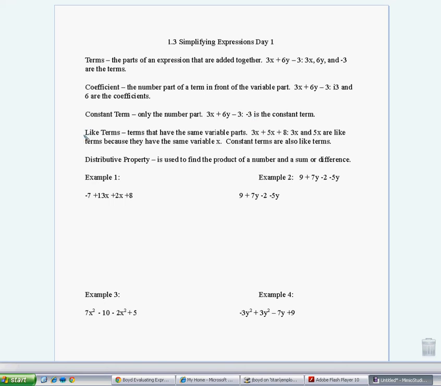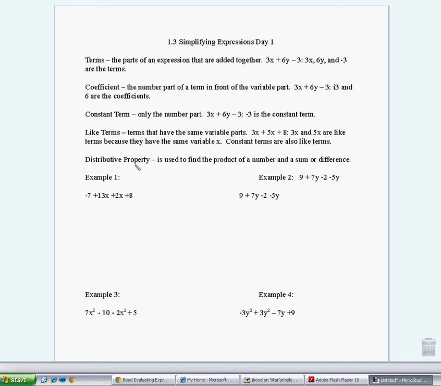Like terms. Like terms have the same variable parts. So if we look at 3x plus 5x plus 8, 3x and 5x are like terms because they have the same variable x. So as long as they have the same variable, they are considered like. Now, if you throw in a power, that's going to be a different variable term. Constant terms are also like terms. So any numbers that you see, more than one number, then those are also like terms.